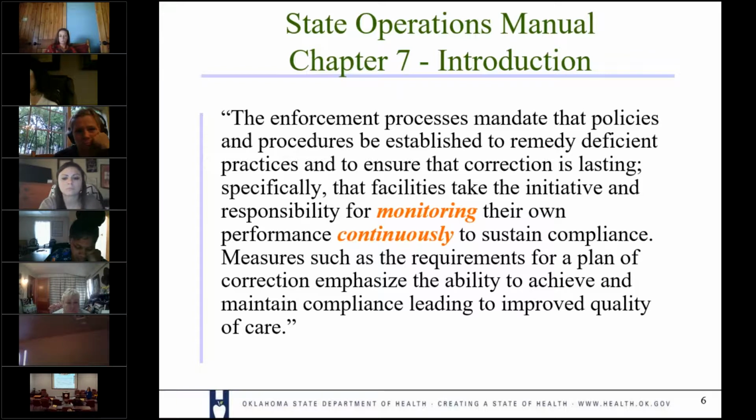The importance is maintaining compliance. So if you do go to that new method, because this is what's working, well, can we maintain compliance this way? Continuously monitor and show that you can, so you don't get the deficiency in that same area next time.